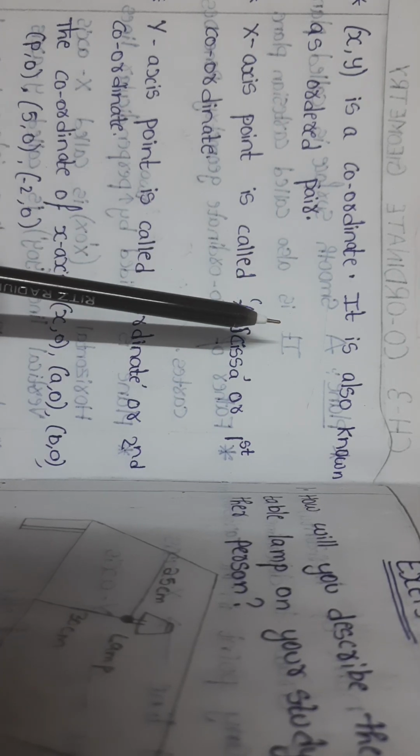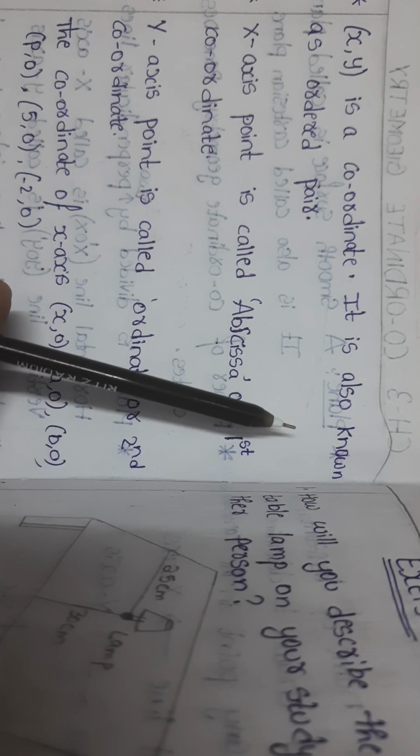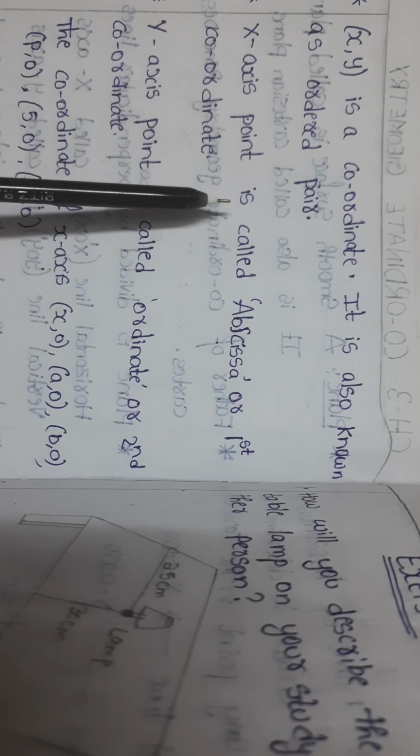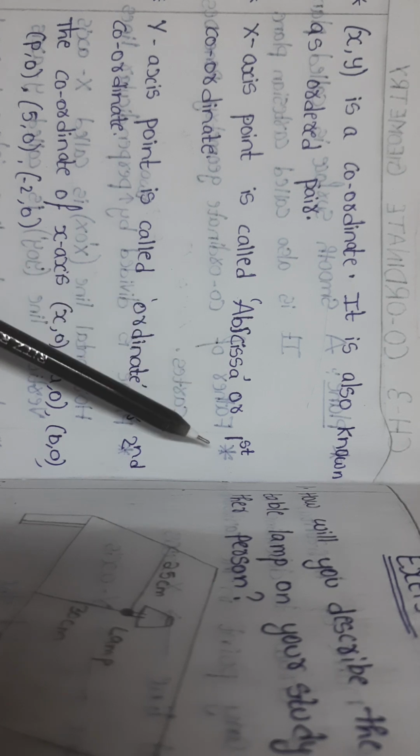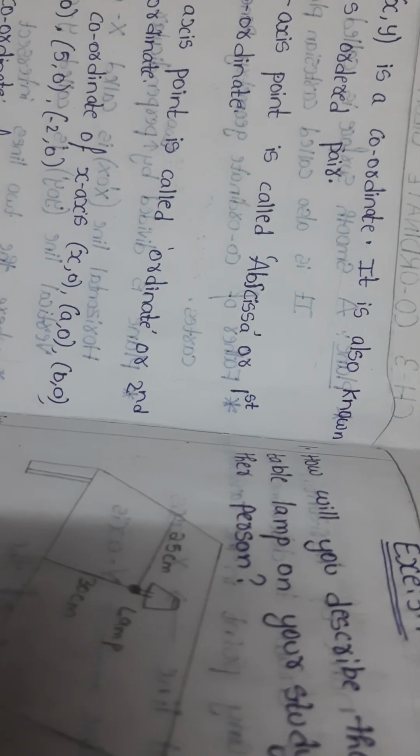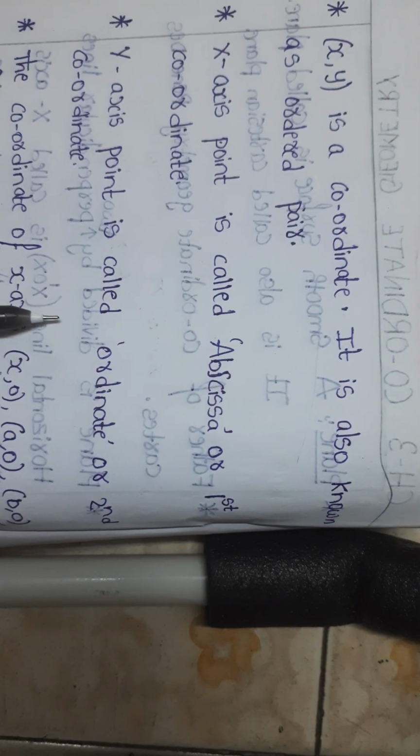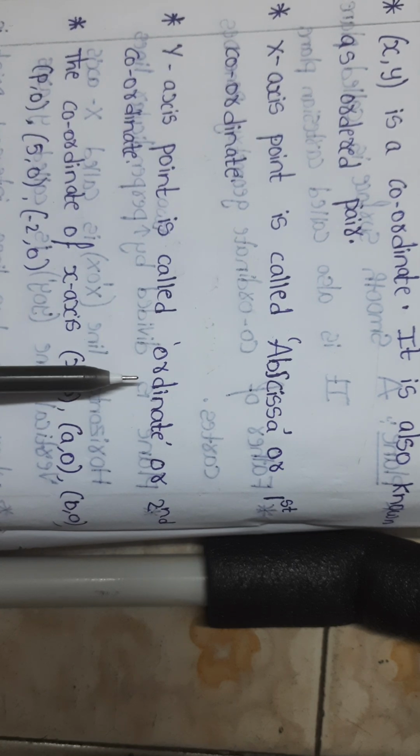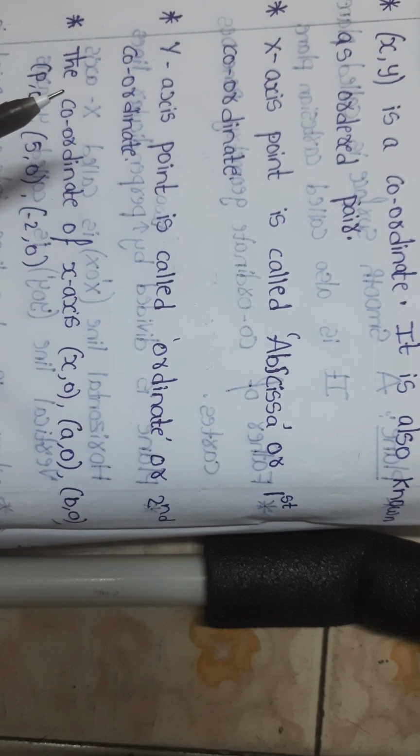x comma y is a coordinate, already said. It is also known as an ordered pair. The x-axis point is called the abscissa or first coordinate. Its name is abscissa. The y-axis point is called the ordinate or second coordinate. The y-axis point is called the ordinate, not coordinate. This is the ordinate, or second coordinate, we will call.